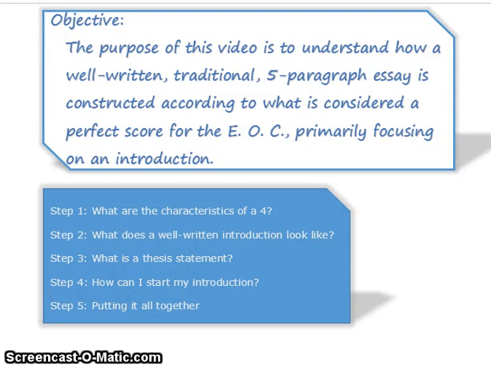The purpose of this video is to understand how a well-written, traditional 5-paragraph essay is constructed according to what is considered a perfect score for the EOC, primarily focusing on an introduction. Before we begin, we're going to start first at taking a look at what the characteristics of a 4 are considered according to the EOC.